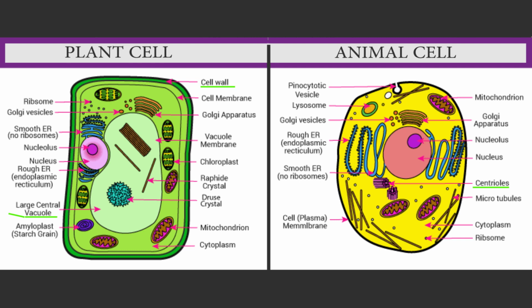The first thing is the presence of a cell wall, which is made up of cellulose, present in the plant cell, and it is not present in the animal cell. Next is the presence of a very large central vacuole, which contains the cell sap, in the plant cell, whereas in the animal cell there are small vacuoles present. The third one is the presence of plastids, which are there in the plant cell and not present in the animal cell. And the last one is the presence of centriole, which is present in the animal cell and visible only during cell division.